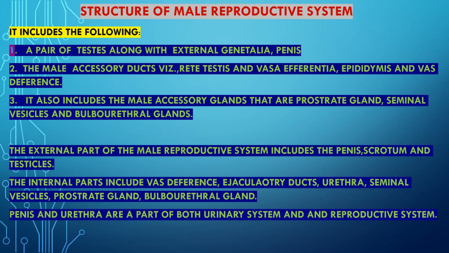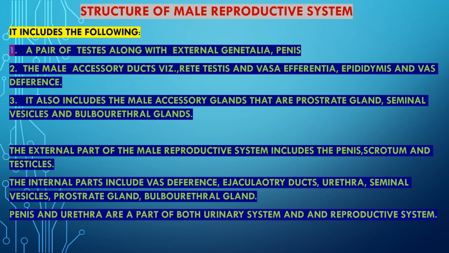The male accessory ducts. What are the different ducts? Rete testis, vas efferentia, epididymis, and vas deferens. It also includes the male accessory glands. So you have ducts, you have glands apart from testes. So what are the glands? They are the prostate, the seminal vesicle, and bulbourethral glands.